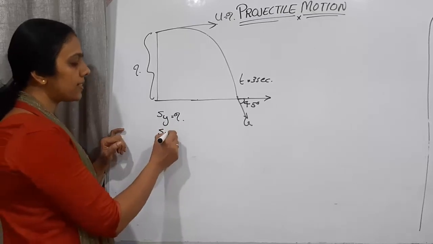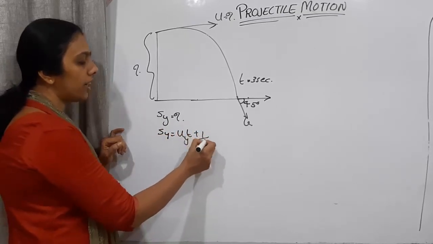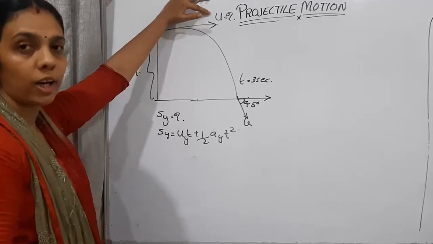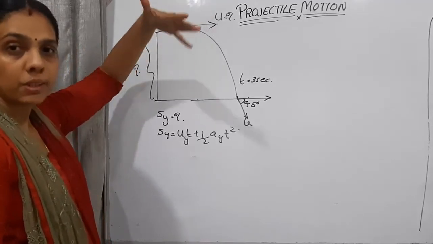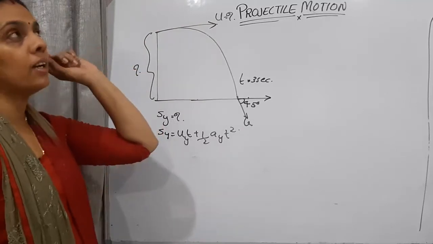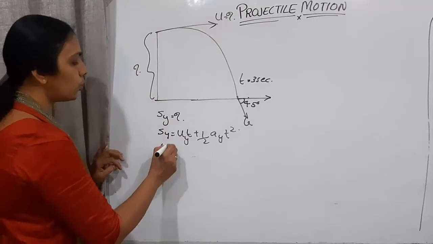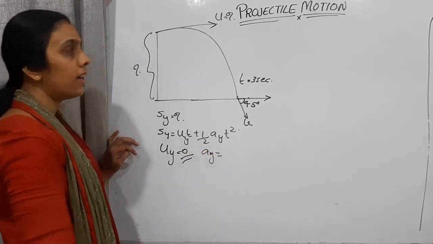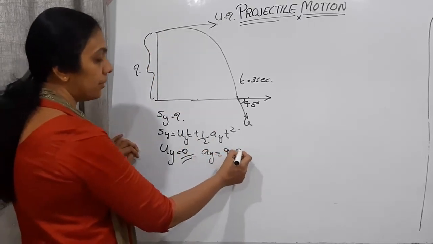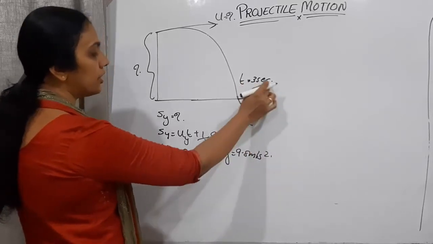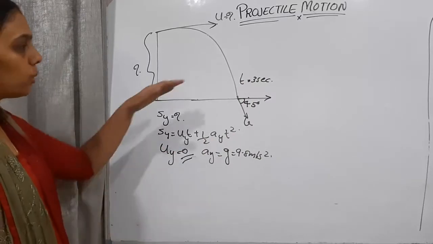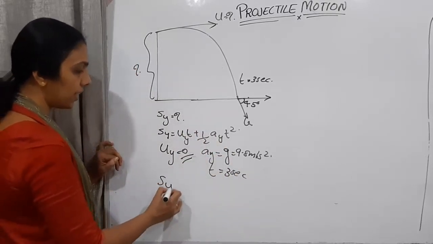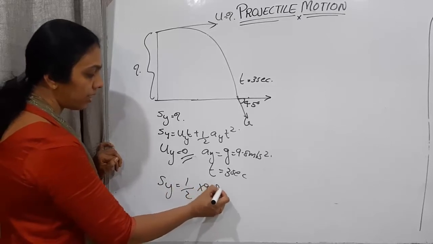Sy, what is the formula? S is equal to ut plus half at square. Here initially it is projecting horizontally, so along the y-axis there is no initial velocity, because the object is thrown horizontally. So uy equals 0. Next is ay, acceleration along the y-axis, which is equal to g, that is 9.8 meter per second square. It takes t equals 3 seconds to reach the ground. So we can apply the formula: Sy equals half into 9.8 into 3 square.